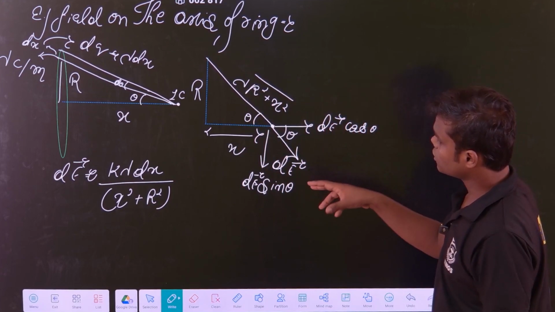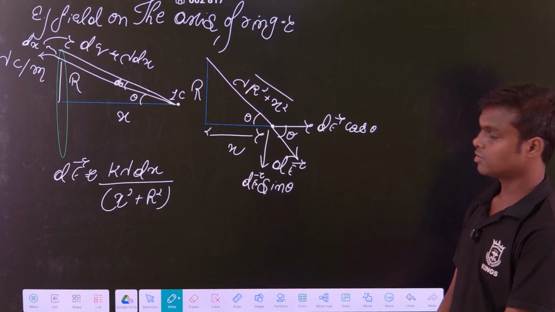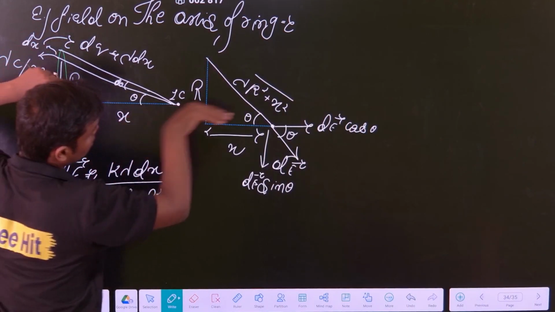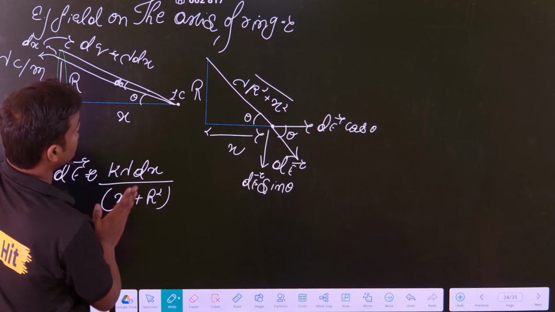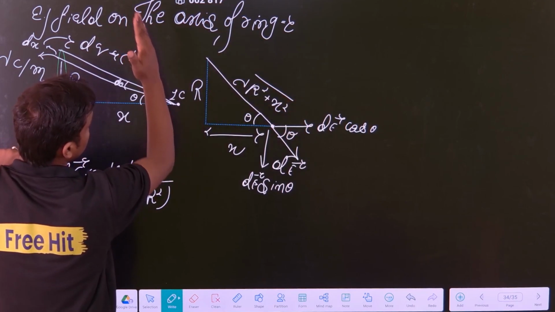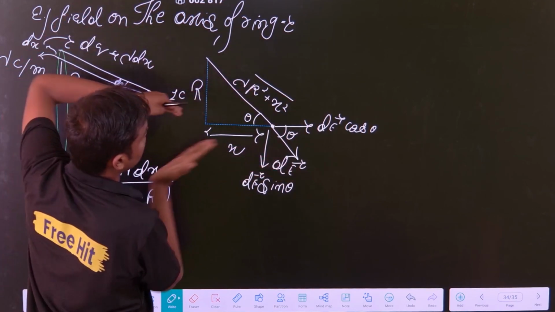So can you tell me logically which will become 0? dE cos theta will become 0 or dE sin theta will become 0? If you see, I have taken an element here, so I am getting dE cos theta and dE sin theta. If I take an element here, I will get dE cos theta and dE sin theta like this. So my vertical component will get cancelled out, only my horizontal component will be added.